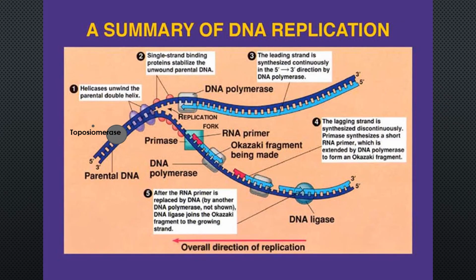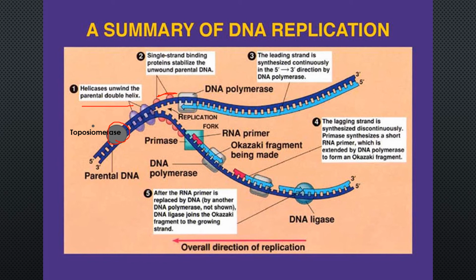Okay, so let's put it all together. To begin with, we have our helicases that unwind the parental double helix. I have added on here what was not on here, which is our topoisomerase, which remember keeps the rest of the helices from getting all tangled. Then our single-stranded binding proteins stabilize the unwound DNA. Remember, because otherwise it would want to collapse back into the double helix.